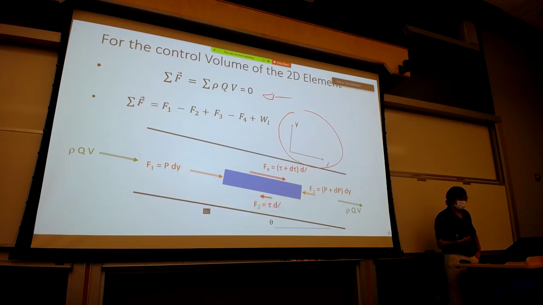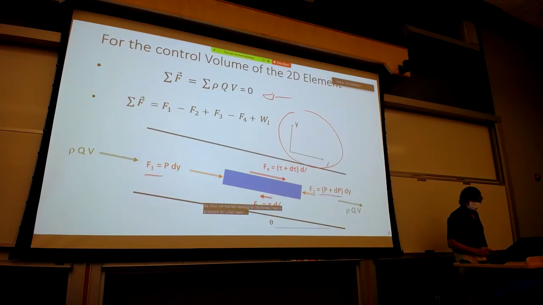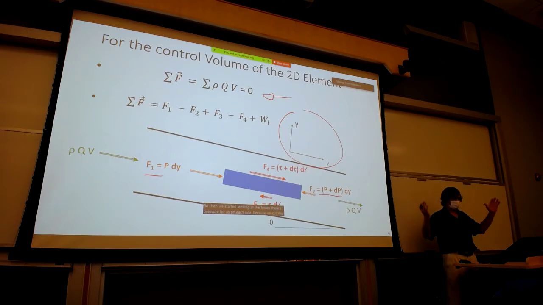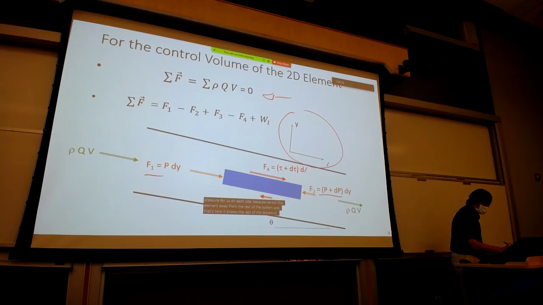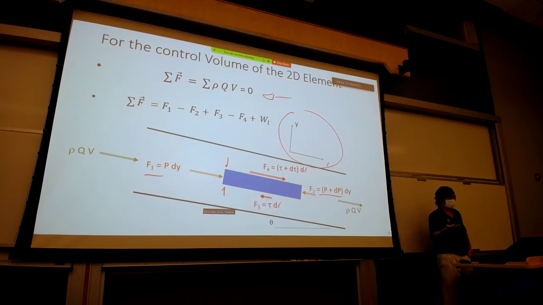So then we started looking at the forces. There's a pressure force on each side, because we cut the element away from the rest of the system, and that's how it knows the rest of the system is there. Are there pressure forces on the top and the bottom? Of course, but they're in the y dimension, and we were only looking at the L dimension.